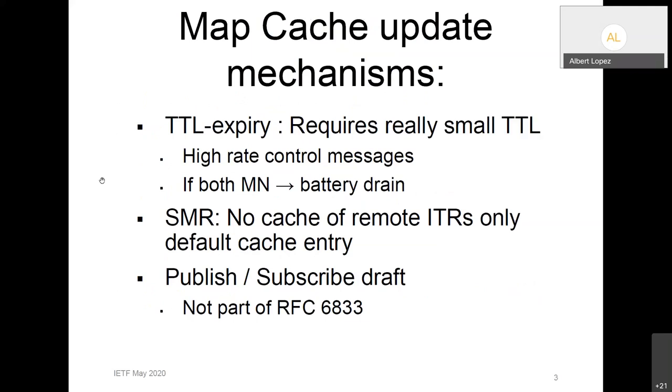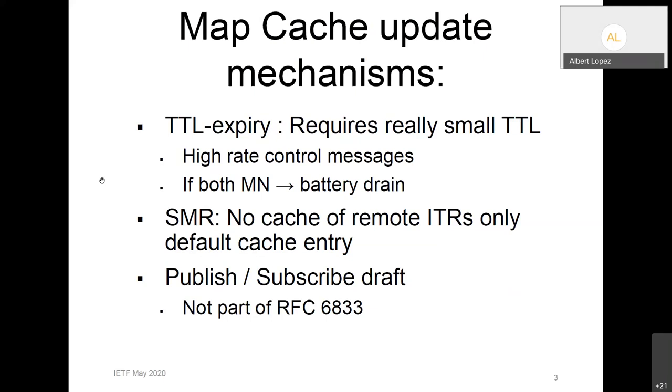As I said before, one of the main problems we have detected is the map cache update. LISP offers several mechanisms to update the cache: expiration time, SMR, or publish subscribe. I believe that TTL is not a good option, as in order to work properly, the TTL would need to be on the order of a few seconds, which will imply a high rate of control messages that most of the time will be to notify no changes. Also, if the request is done by a mobile node, this implies an unnecessary battery drain.